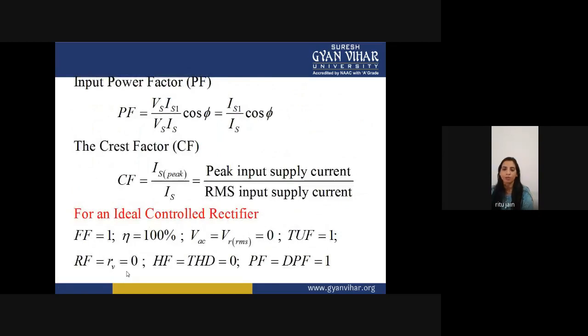That must also be 0 because we don't require any kind of AC component in our output voltage. So total harmonic distortion is totally related to the AC component which you are getting in your output voltage, and power factor should be equal to DTF is equal to 1. So these are the ideal components of your rectifier.